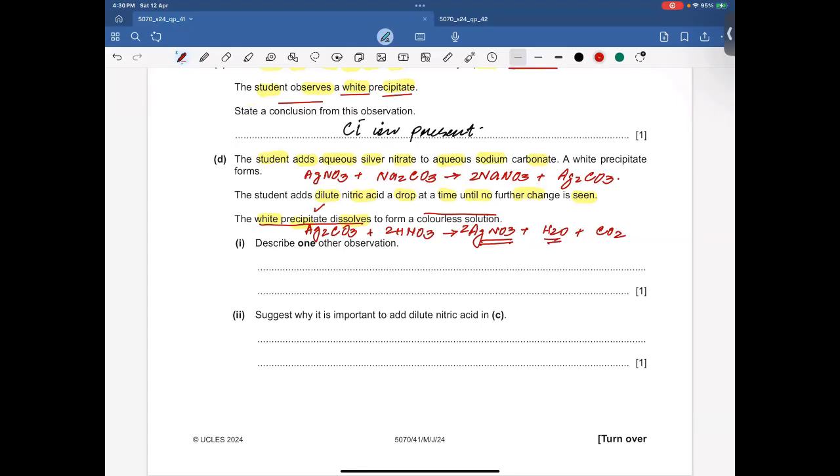Describe one other observation. Obviously, carbon dioxide gas is given off. So carbon dioxide shows effervescence. Effervescence is observed.